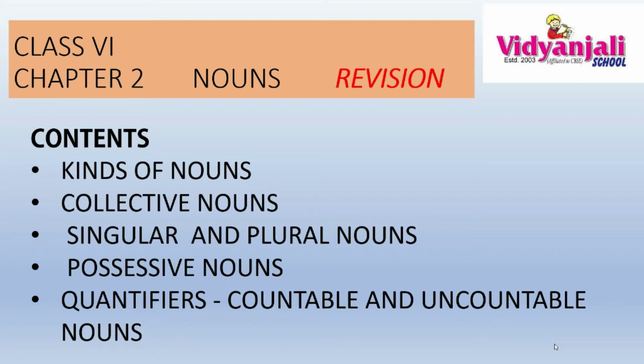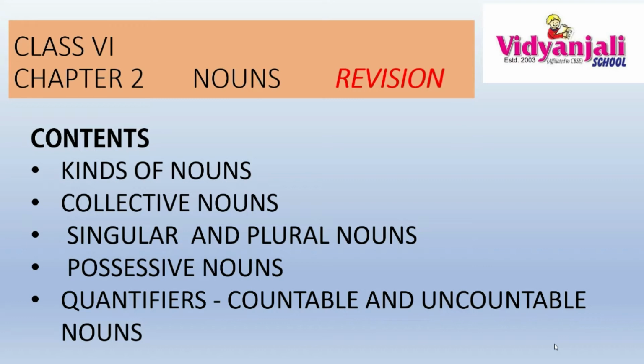Students, so let us now check the revision of Chapter 2 Nouns and its subtopics. So we have learned that noun is the name of a person, place, animal or thing. There are 4 kinds of nouns. Common noun. Common noun is the name of a person, place or thing commonly found.